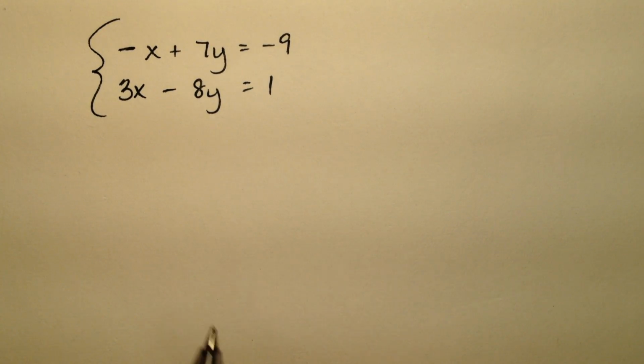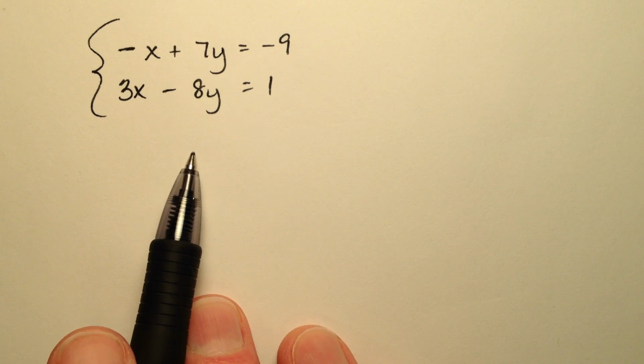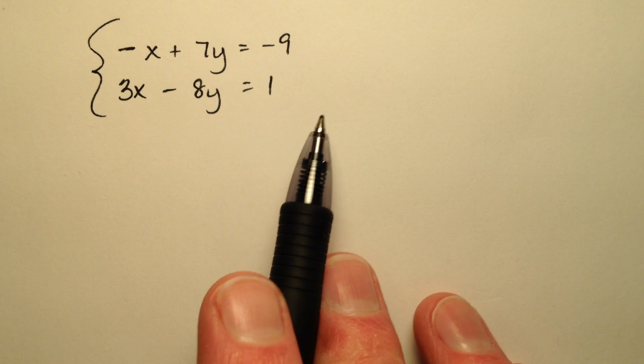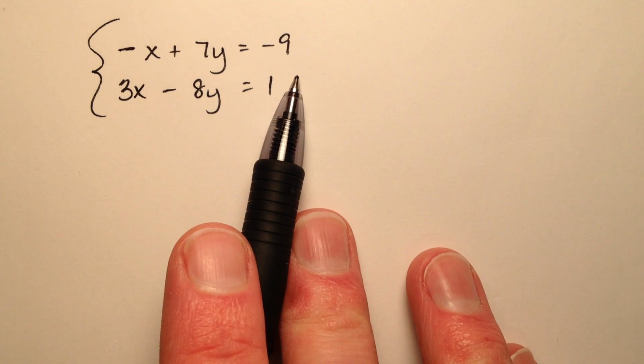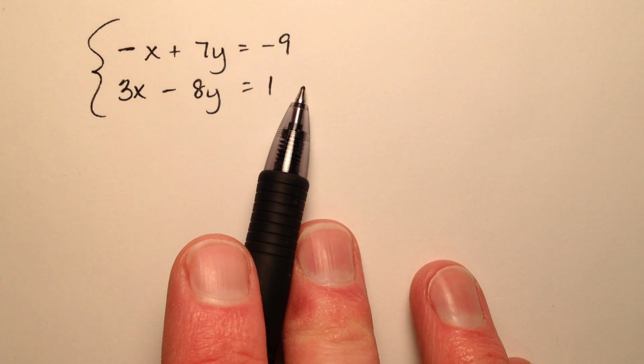In this example, we're going to solve this linear system using substitution. So remember, the first step of substitution is to go ahead and choose one of these equations and then solve that equation for one of its variables. So essentially isolate one of the variables.